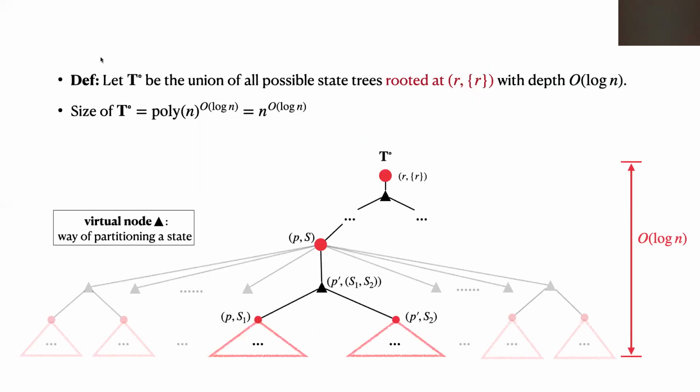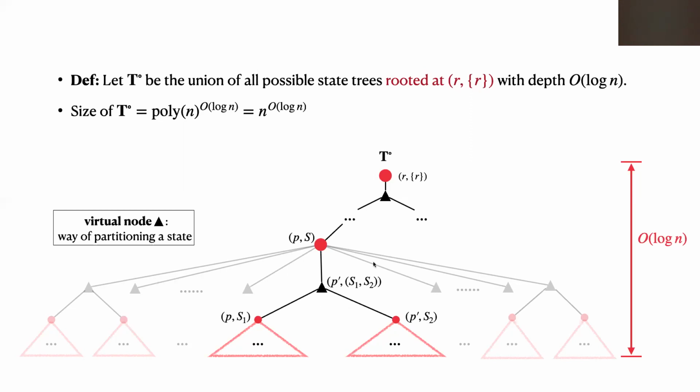So if we let T circle be the union of all possible state trees rooted at this root state R, and with depth order log N, and satisfy the property that every state has portal size at most order log N, then it's easy to see the size of this tree is quasi-polynomial in N. This is because each level, the number of nodes grows by a poly N factor.